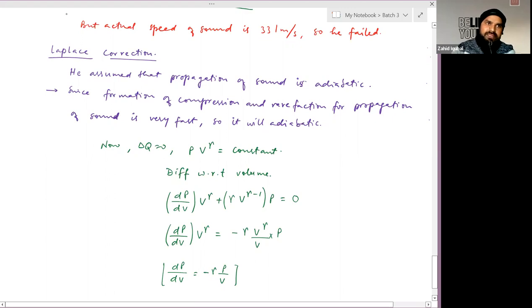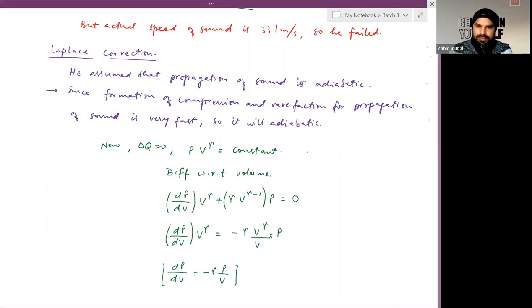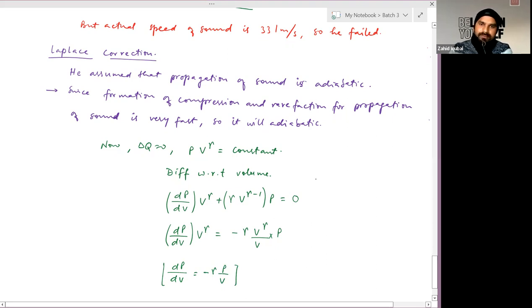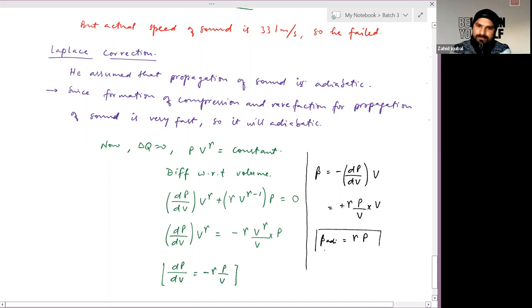So using this, we may define bulk modulus related to this process. Beta equals to minus of dp by dv multiplied by v. So dp by dv is minus gamma times p by v, multiplied by v. So v and v will cancel out. So bulk modulus in adiabatic process will be gamma times p. Aisha, any doubt? Okay, just write it down till this part.